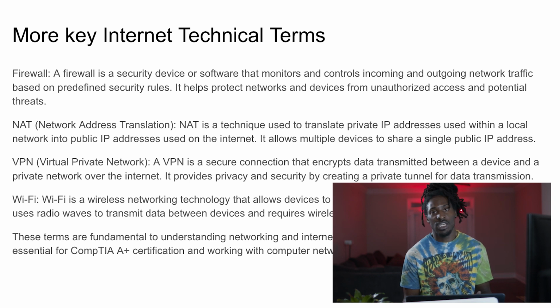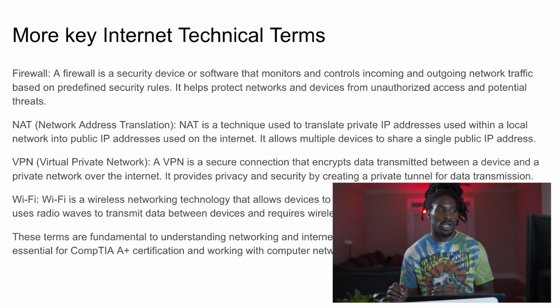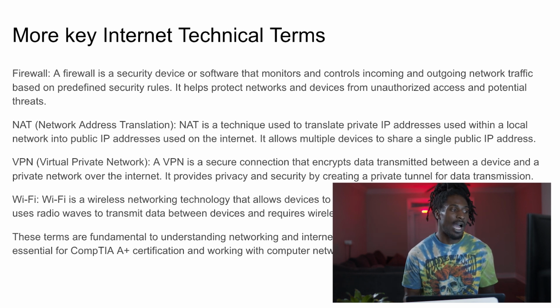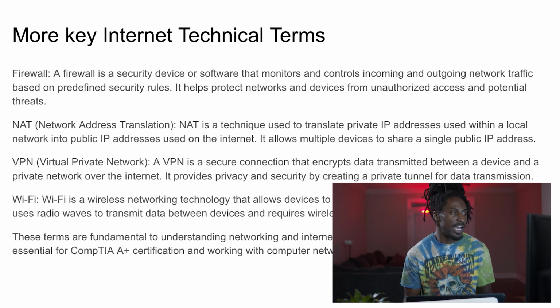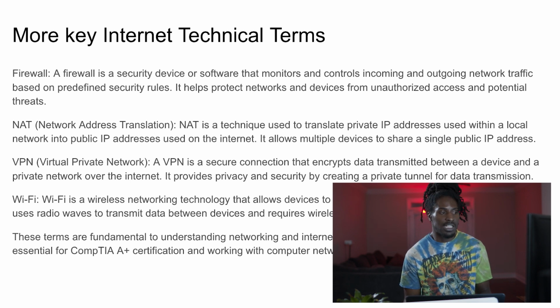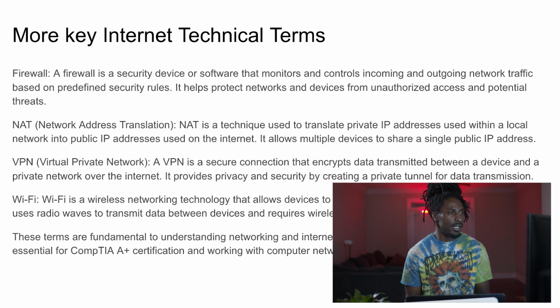VPN, your virtual private network. If you're working in an organization and you're working remote, you probably understand what a VPN does. The VPN allows you to connect to that network of that corporation virtually. So a virtual private network is a secure connection that encrypts data transmitted between a device and a private network over the internet. It provides privacy and security by creating a private tunnel for data transmission. So it allows you to connect privately to your corporate network from a remote location. We already went over Wi-Fi.